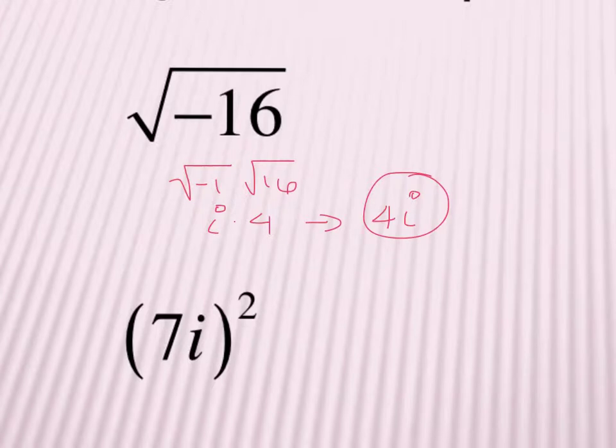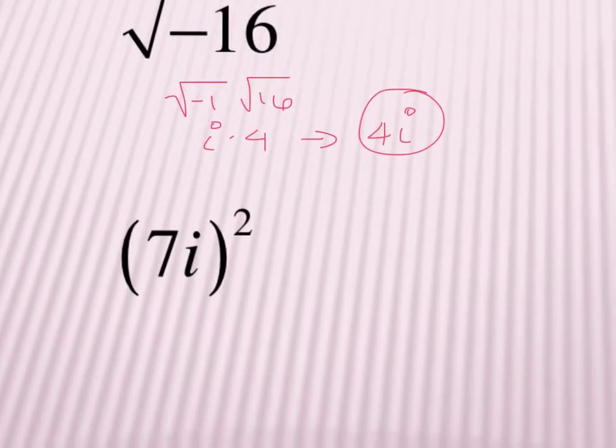Okay. What do the properties of exponents tell us? How would I rewrite the second expression? 7 squared times i squared. Good. And 7 squared is? And i squared is? So when I rewrite this, what does this equal? Good.